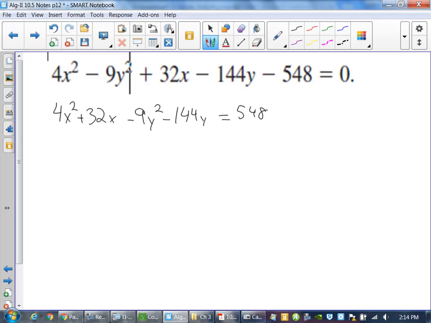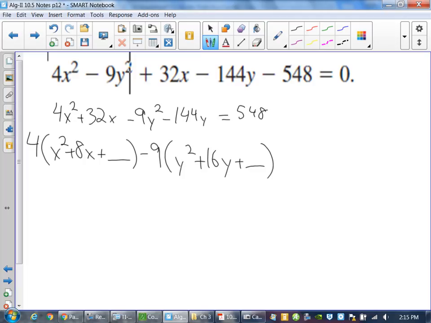So the first group, I got to take out the 4, and then I get x squared plus 8x plus blank, and I close it. That's what I'm setting it up to complete that square, because I want to turn that trinomial now into a perfect square. I do the same thing with the second part, taking out the negative 9: y squared plus 16y plus blank.